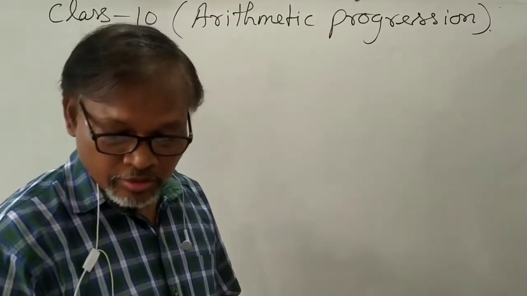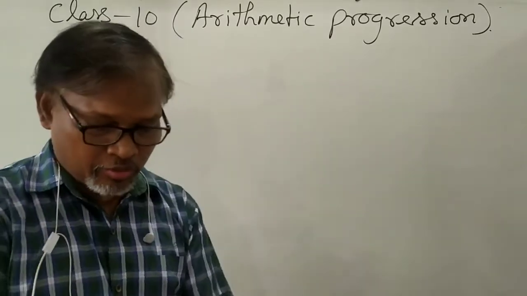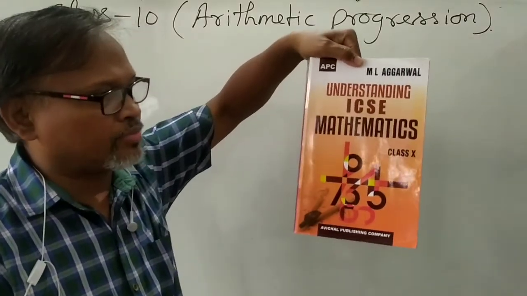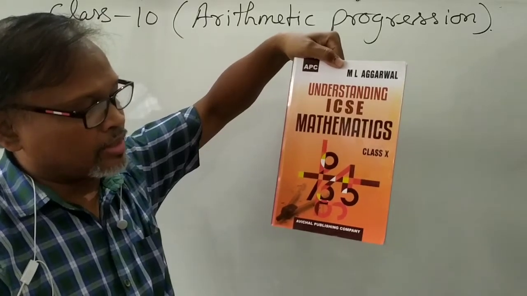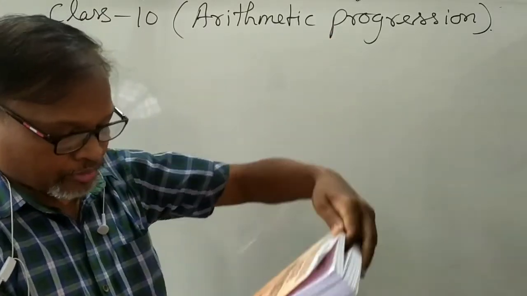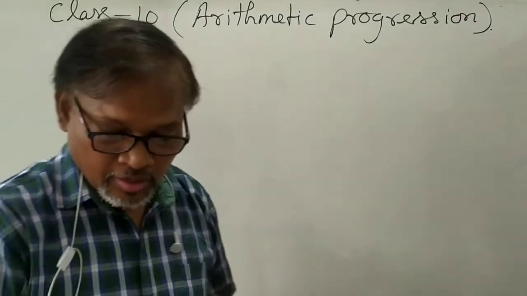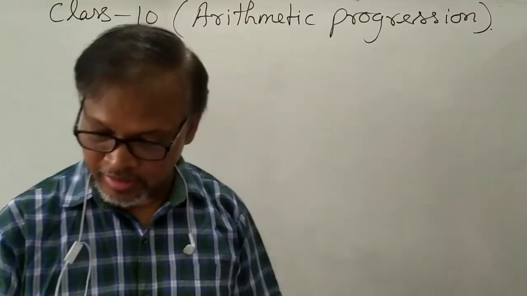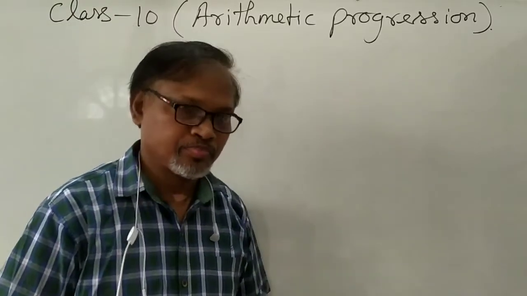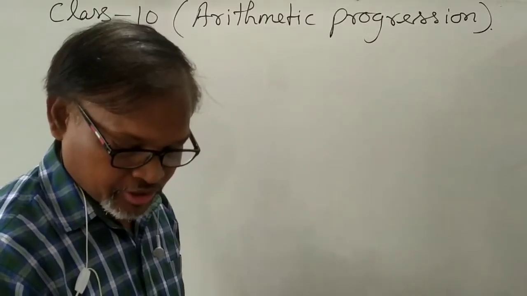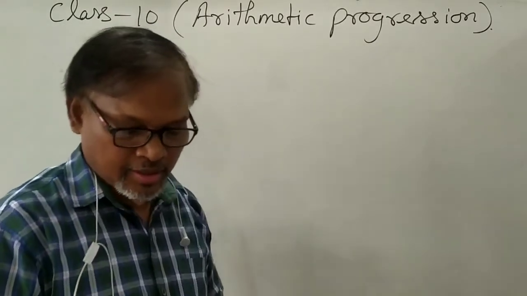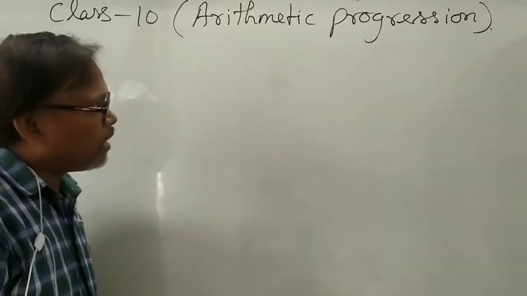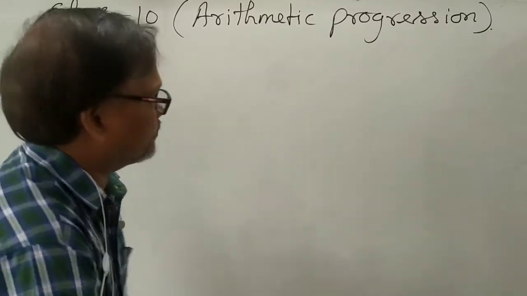So I have taken the book, as you know, this is the M.L. Agrawal Understanding Mathematics by Arya Publication or Avichal Publishing House. In this book I will take Exercise 9.3, arithmetic and geometric progression. This exercise contains the sum of the first n terms of an AP. How to find the sum of the first n terms?